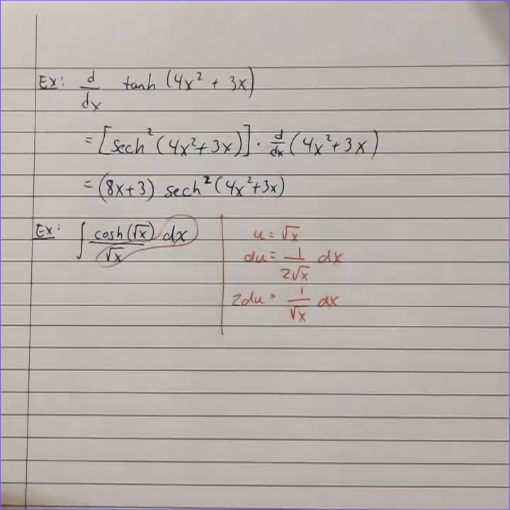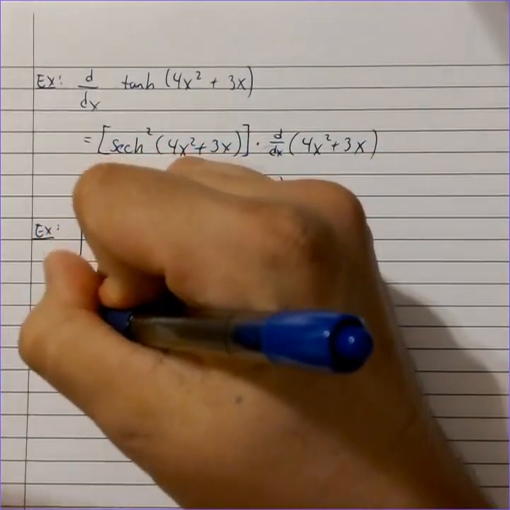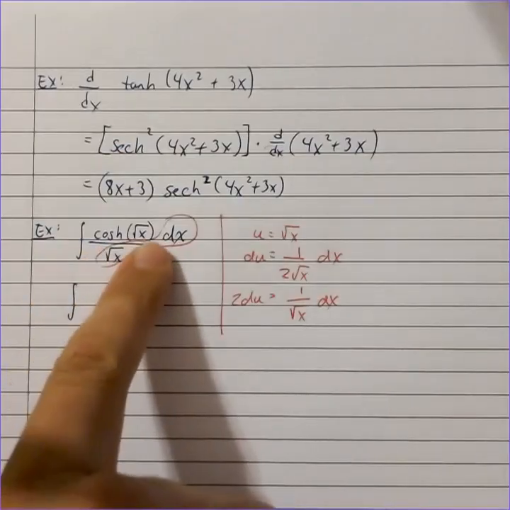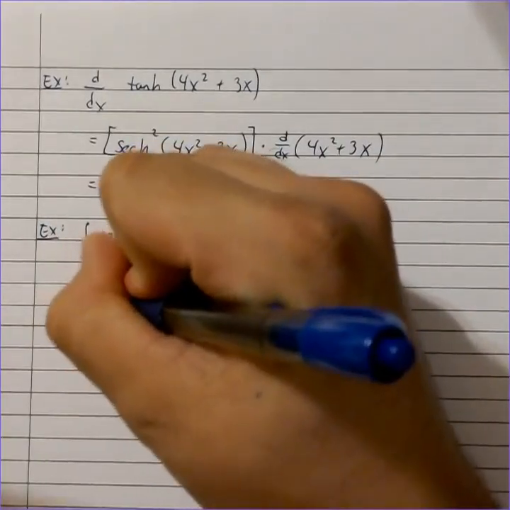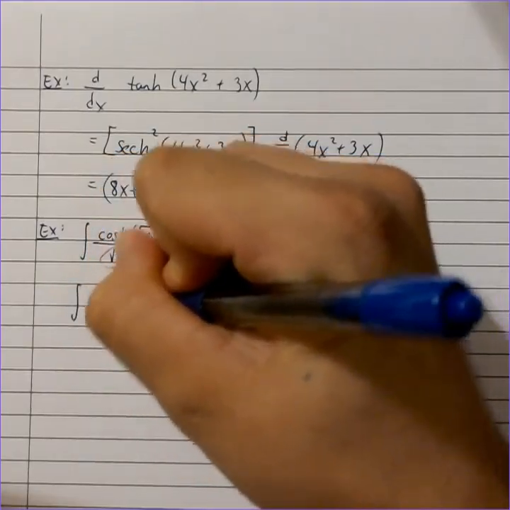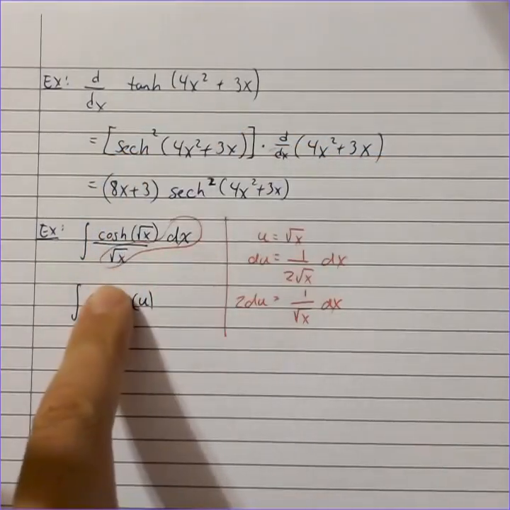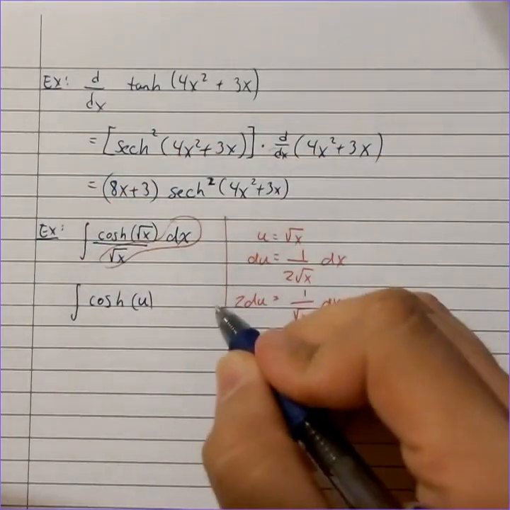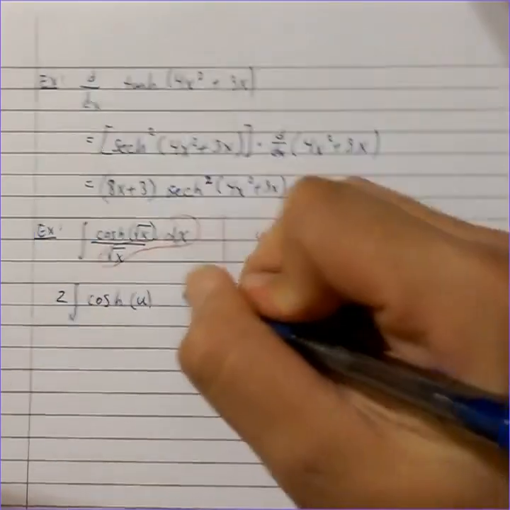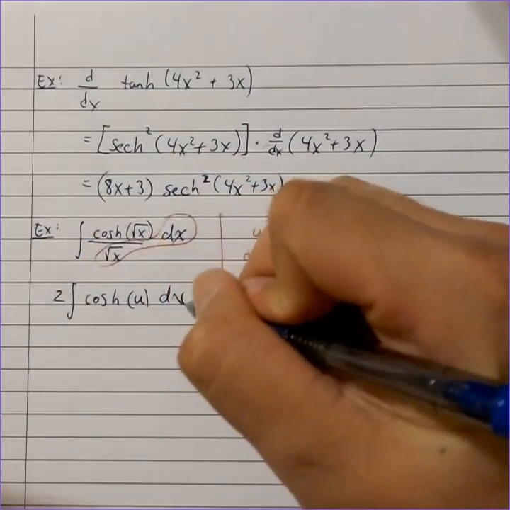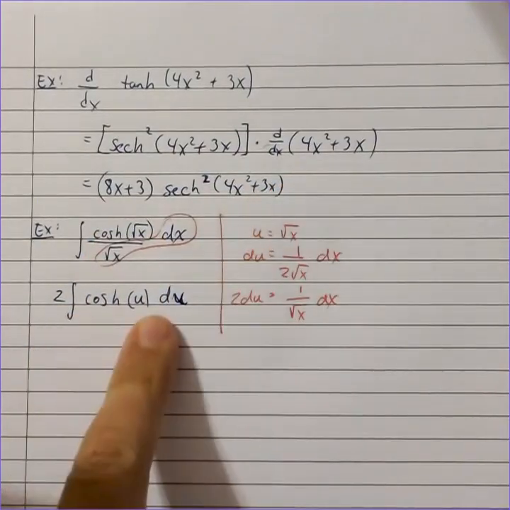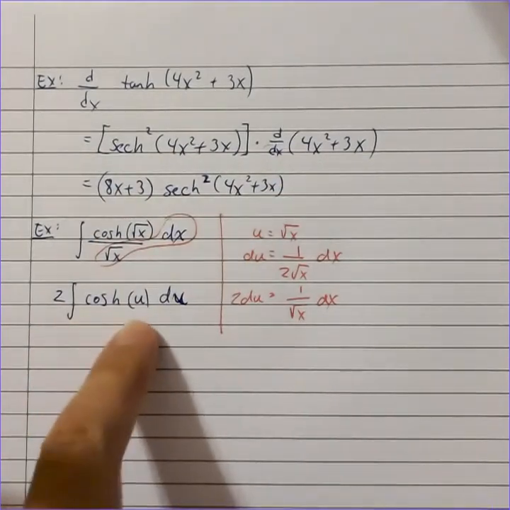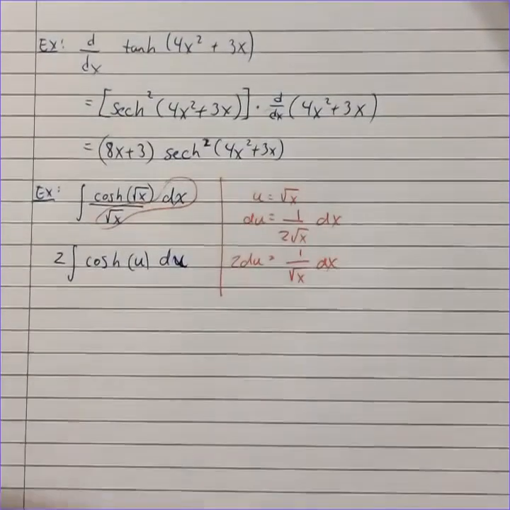So by our substitution, that's now the integral of cosh of u, and now dx over square root of x, that's just 2 du. So the 2 is a constant, which we can factor out of the integral. 2 du. And now that is something we know how to do. The antiderivative of the cosh of u is the sinh of u.